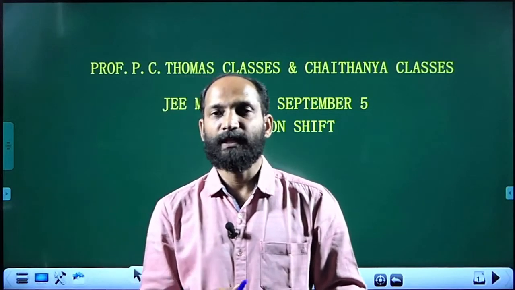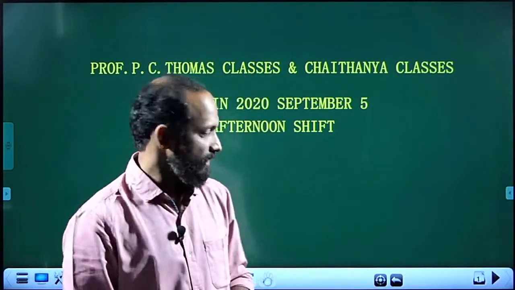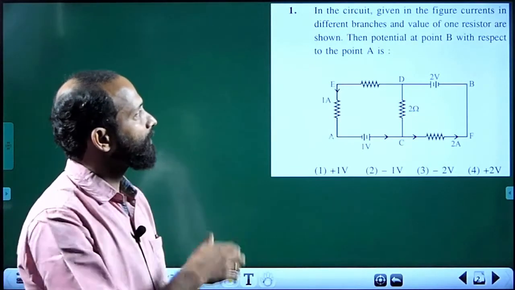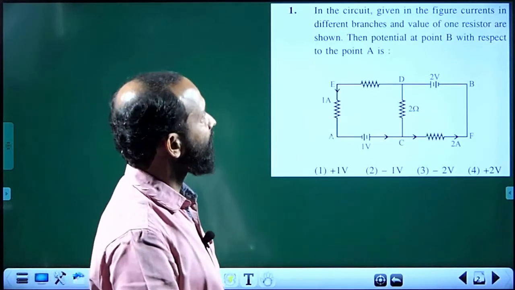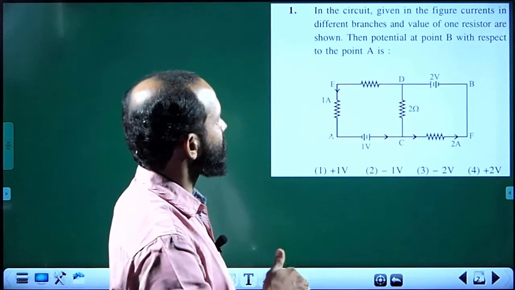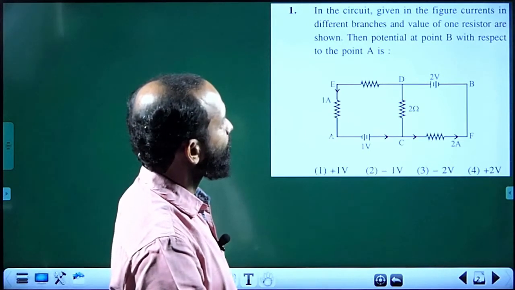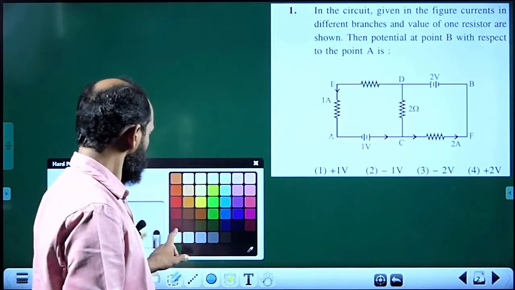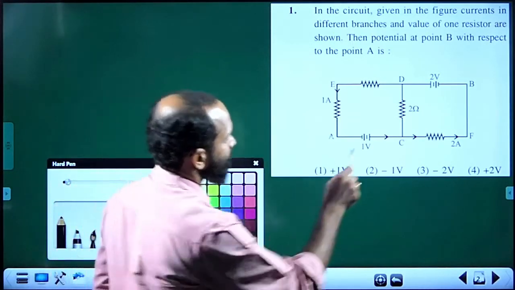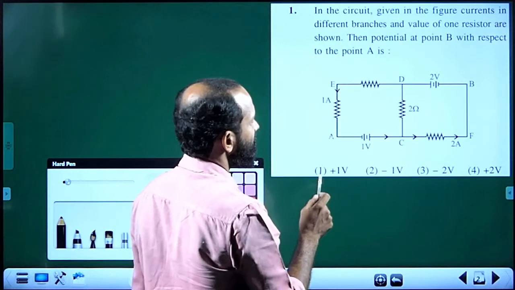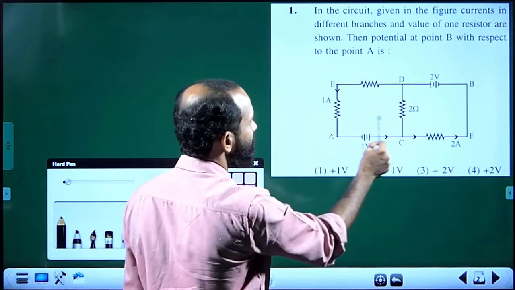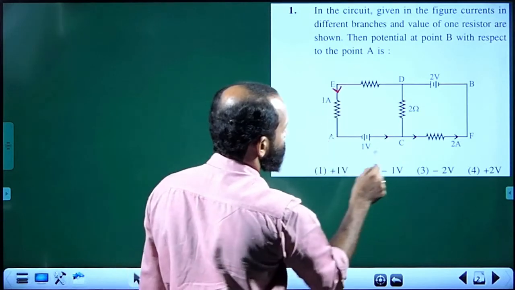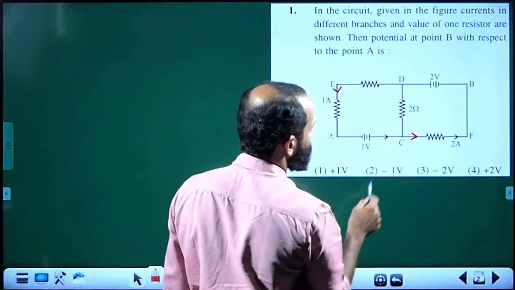Okay, let us begin the discussion with our first question. In the circuit given in the figure, currents in different branches and value of one resistor are shown. The potential at point B with respect to the point A is. Here, let us first of all mark the directions of current. Partially it is given. The current here is 1 ampere, current here is 2 ampere.